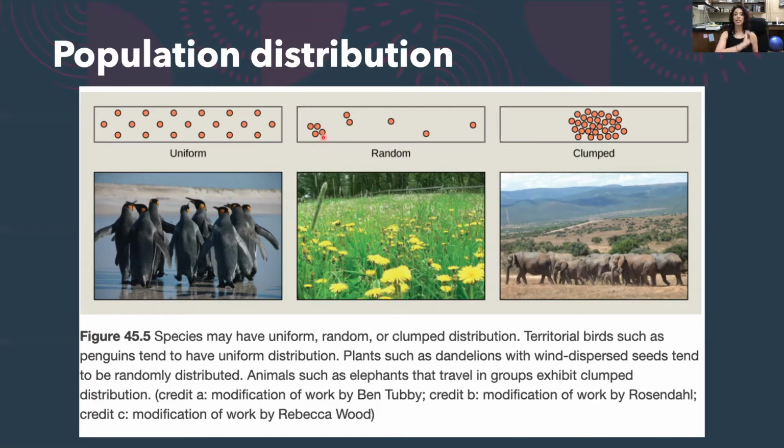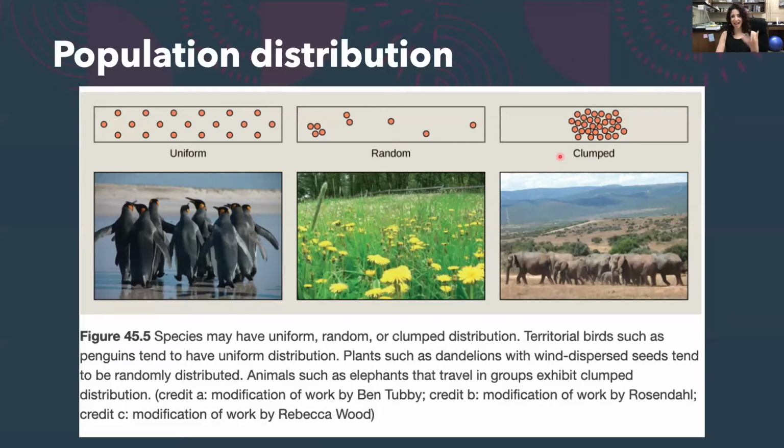Other times, one individual seed gets dispersed far, far away from everything else. And next, we have a clumped distribution. This is exhibited by herding animals, mostly elephants depicted here, and it's just as it sounds. All of the individuals are clumped together in their respective herds.